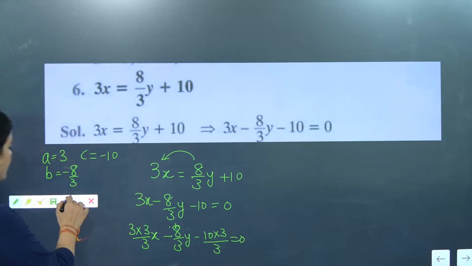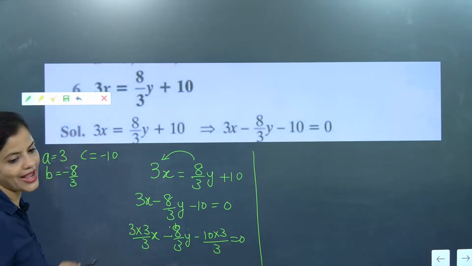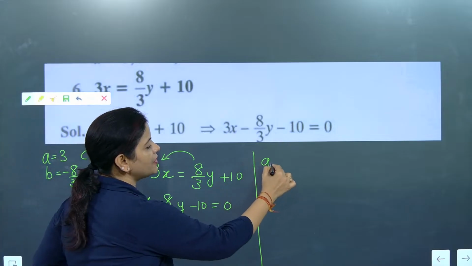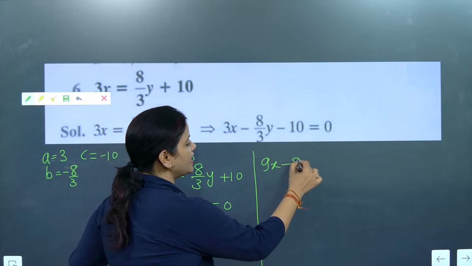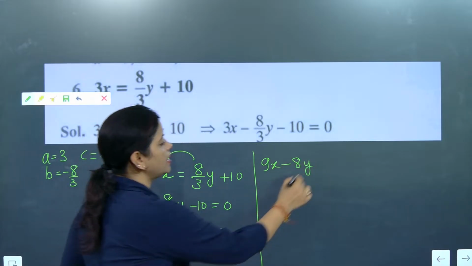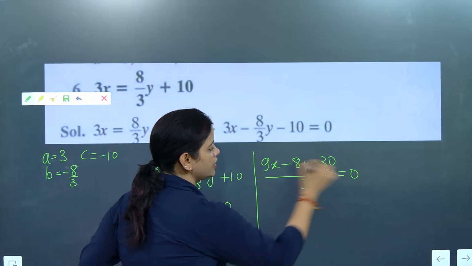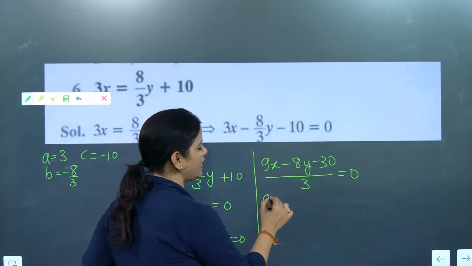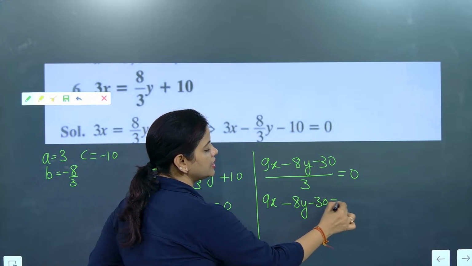Can we see everything is now in balance, beta? Now here it will become, don't cancel it, 9 by 3 x. How much is it coming, beta? 9x. 3 means we will take common. 9x minus 8y minus 30 by 3 equal to 0. Done. Now in this case, beta, what will become? This will go and multiply: 9x minus 8y minus 30 equal to 0.